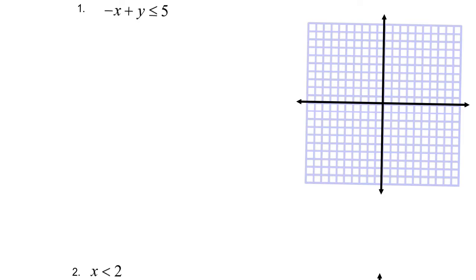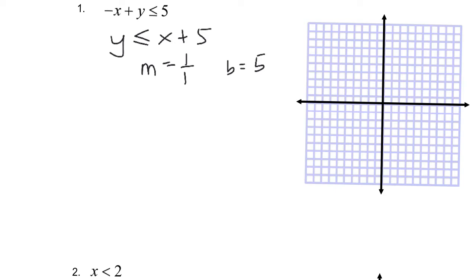So the first thing you should do is add x to both sides. If you add x to both sides, you will get y is less than or equal to x plus 5. Again, all I did is add x to both sides. Now think about this equation as y equals mx plus b. If you recall from our summer review, in this case m is equal to 1 over 1, and your y-intercept, the initial value, is equal to 5.